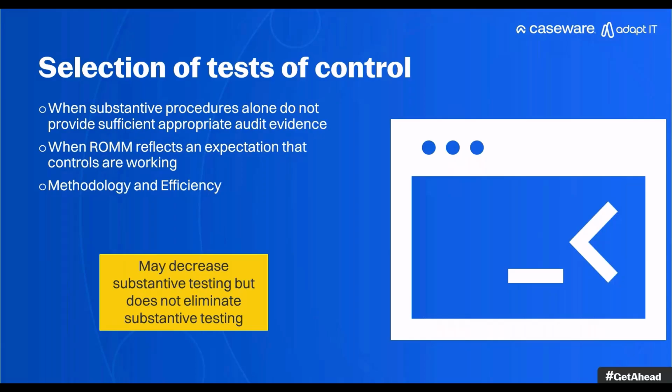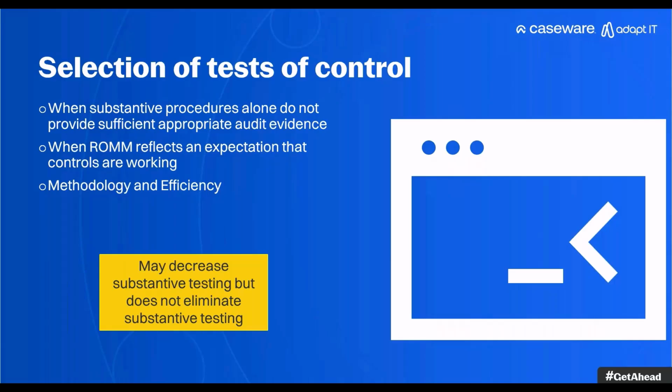The second one is when your assessment of risk of material misstatement includes or reflects an expectation that controls are working. Or basically, if you want to rely on controls working effectively and getting sufficient appropriate audit evidence, then guess what?